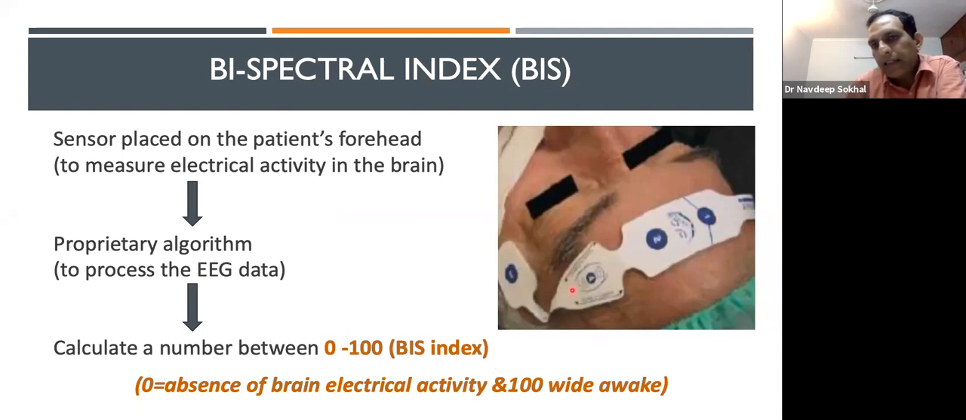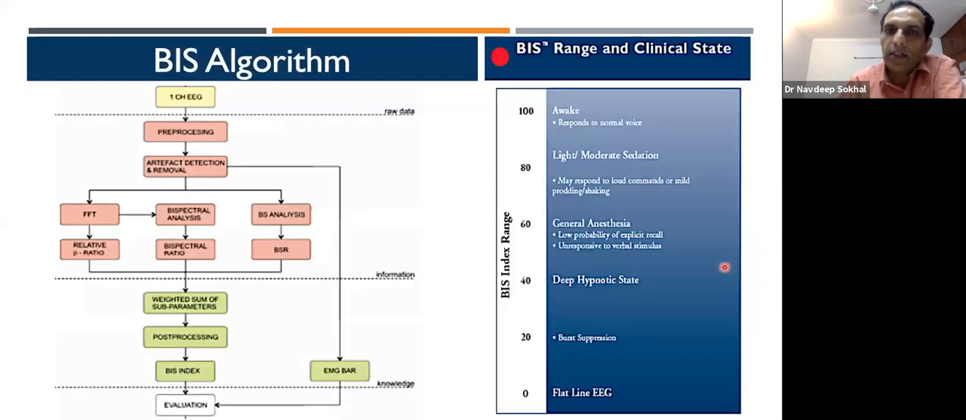Now, before applying these sensors, you have to be very careful that you clean the surface very nicely. There should be no oil, no hairs, and it should be clean so that the sensors can stick well to the underlying skin and provide good quality signals. Because if the quality of signals is not good, then the readings won't be reliable. So let's see what does happen.